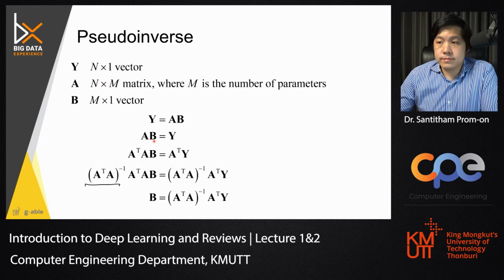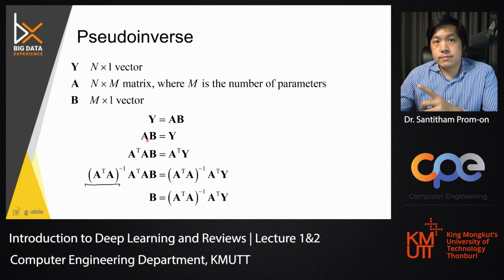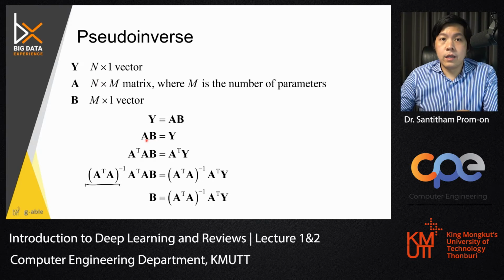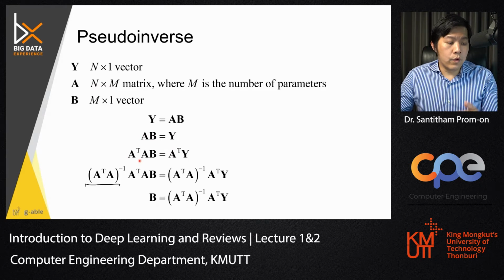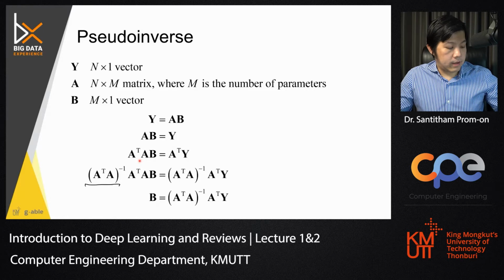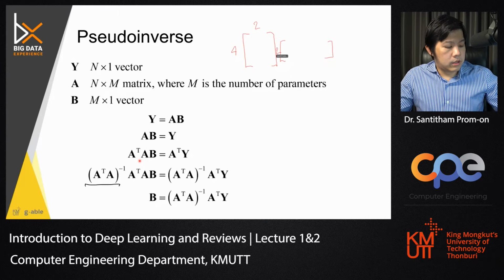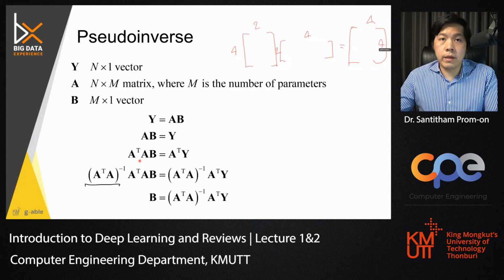You can find b by first, because it's not a square matrix, we need to make it square. How? We can multiply both sides with A transpose. Once you multiply this with A transpose, this with A transpose, then A transpose times A will be a square matrix, right? If you wonder if that is the case, just imagine this, suppose you have 4 times 2, and then you multiply it with 2 times 4, the resulting matrix will have the dimension of 4 times 4, right? It will become a square matrix.